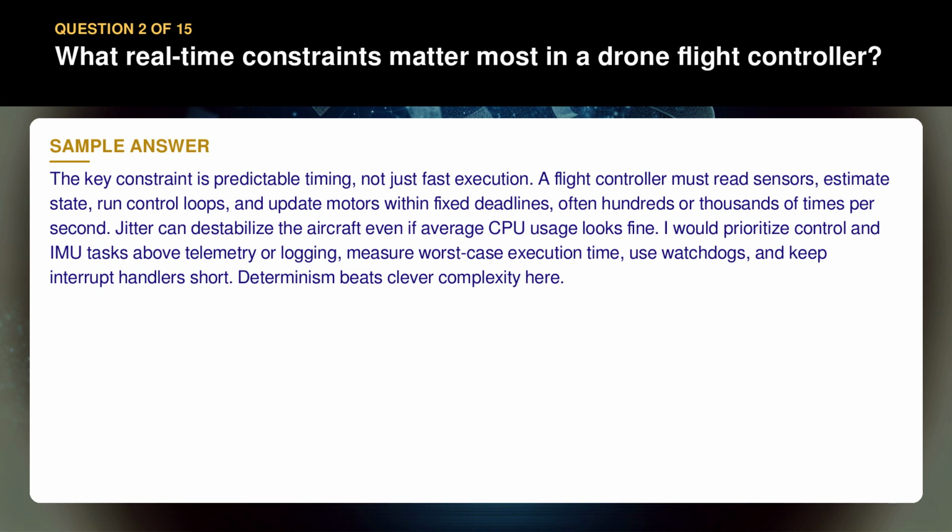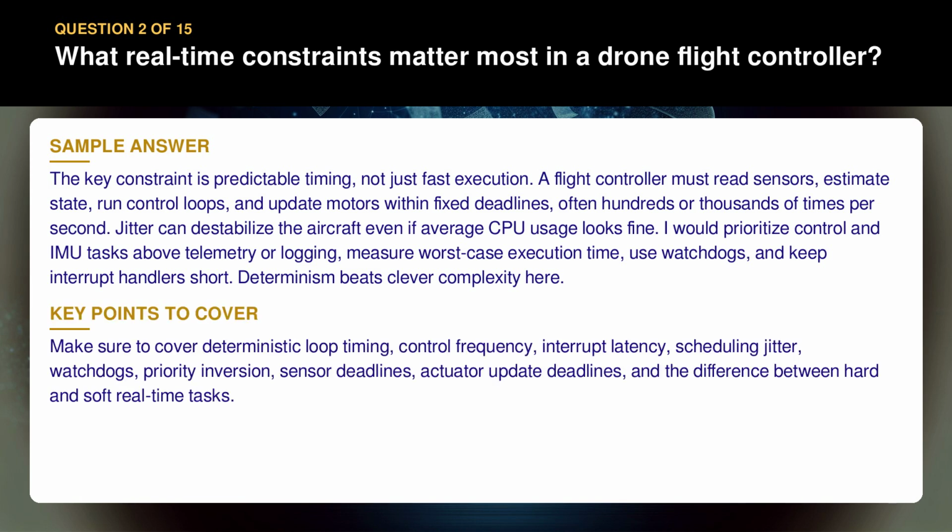I would prioritize control and IMU tasks above telemetry or logging, measure worst-case execution time, use watchdogs, and keep interrupt handlers short. Determinism beats clever complexity here. Make sure to cover deterministic loop timing, control frequency, interrupt latency, scheduling jitter, watchdogs, priority inversion, sensor deadlines, actuator update deadlines, and the difference between hard and soft real-time tasks.